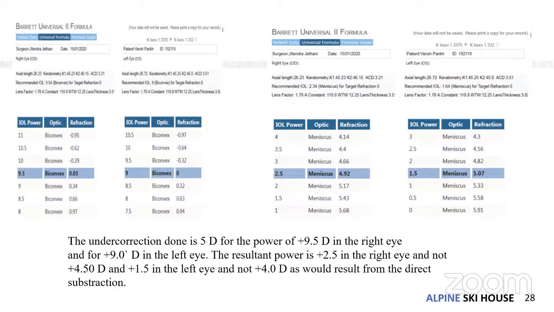But if you are using the other formula, for less than 2 years we are doing 20 to 30% under correction. For 2 to 3 years, we are doing 10 to 20%. For 3 to 5 years, 10%. And above that, none. Then we have to just subtract the percentage only. We don't have to look at the hyperopia.